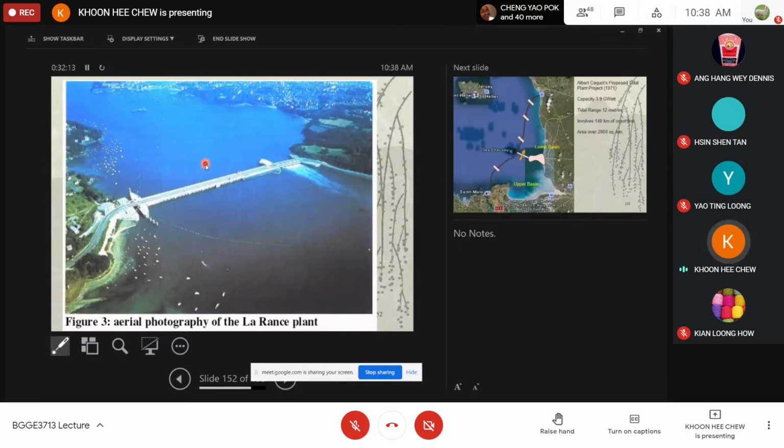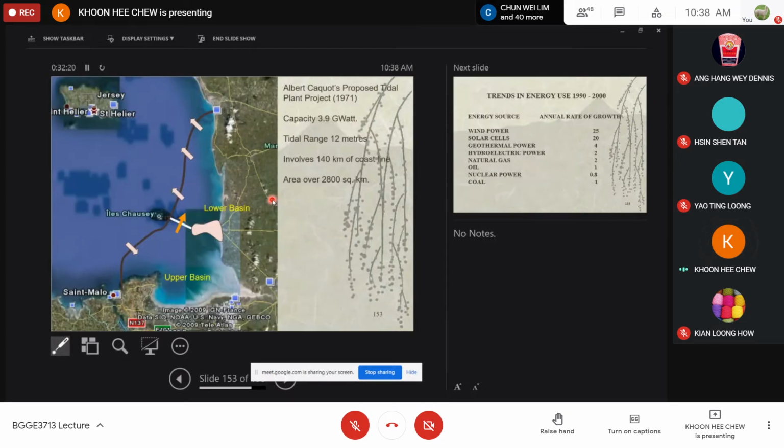And this shows you the plan for this French one. This one is another tidal wave plant.